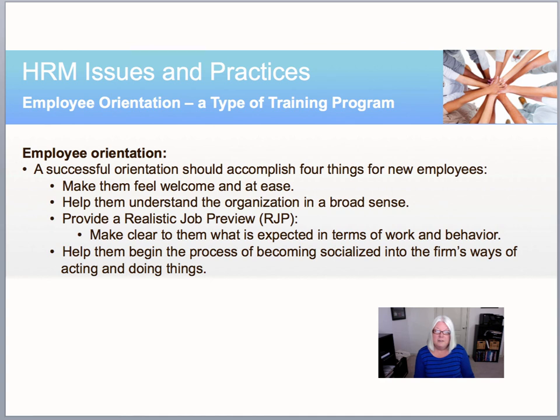Okay, so we want to make them feel welcome and help them understand. We may give them a realistic job preview. That means we're going to tell them the good and the bad of what's expected. I mean, what are you going to be doing? What do we expect you to be doing? That sort of thing. Help them start becoming socialized. We may have a mentoring program. We may introduce them to somebody.